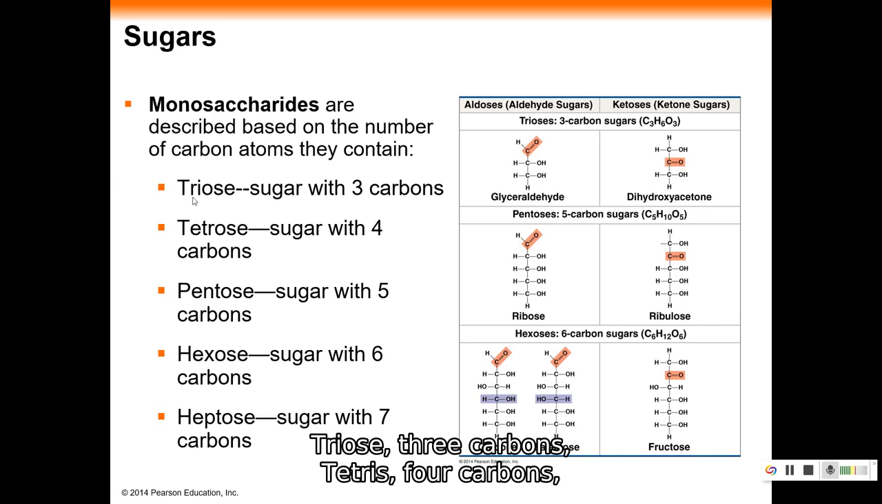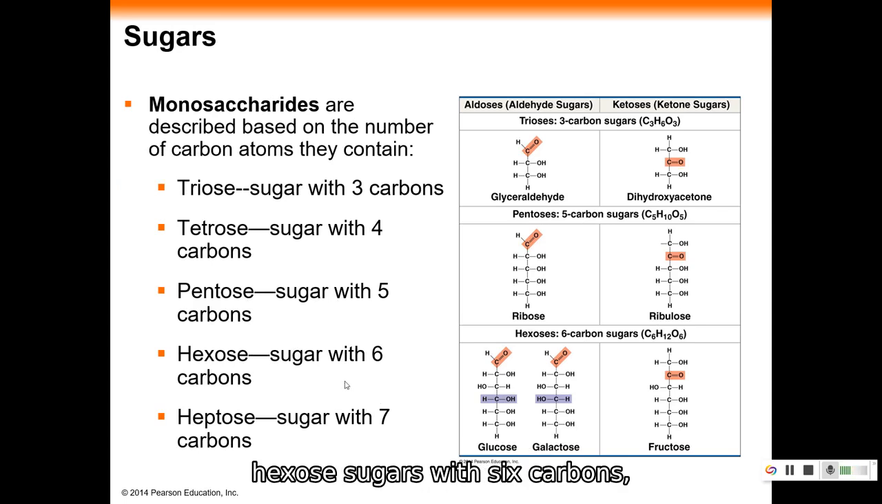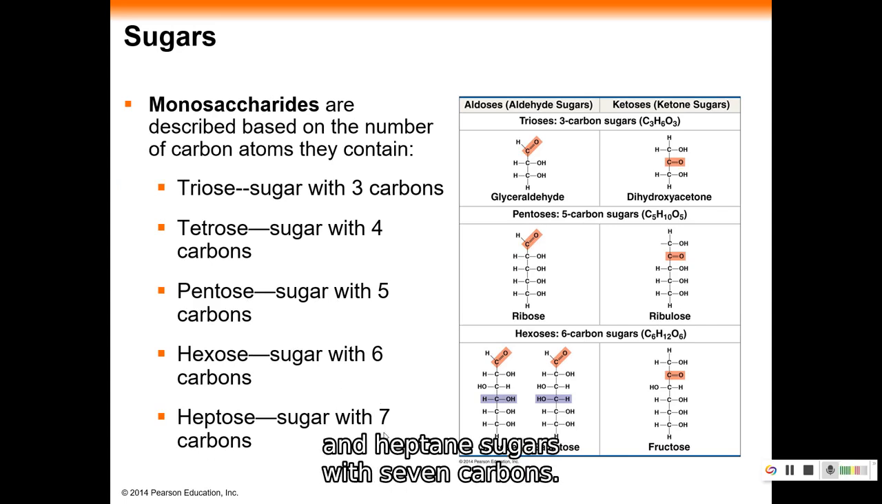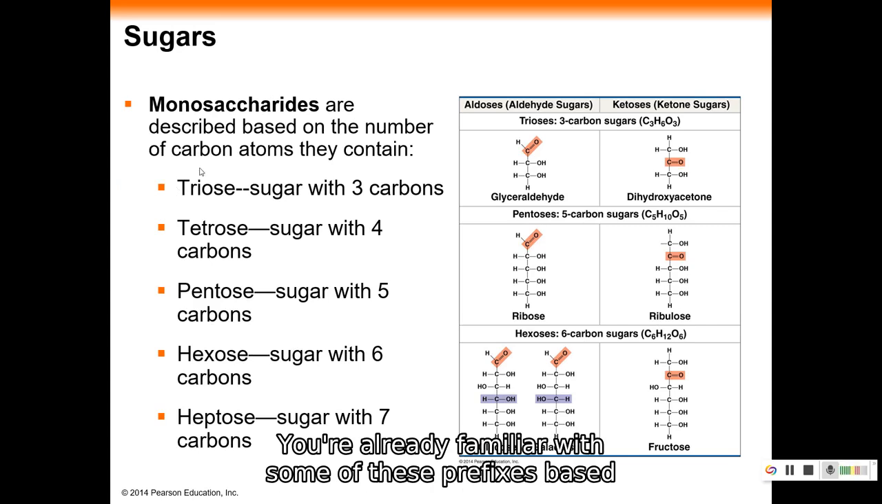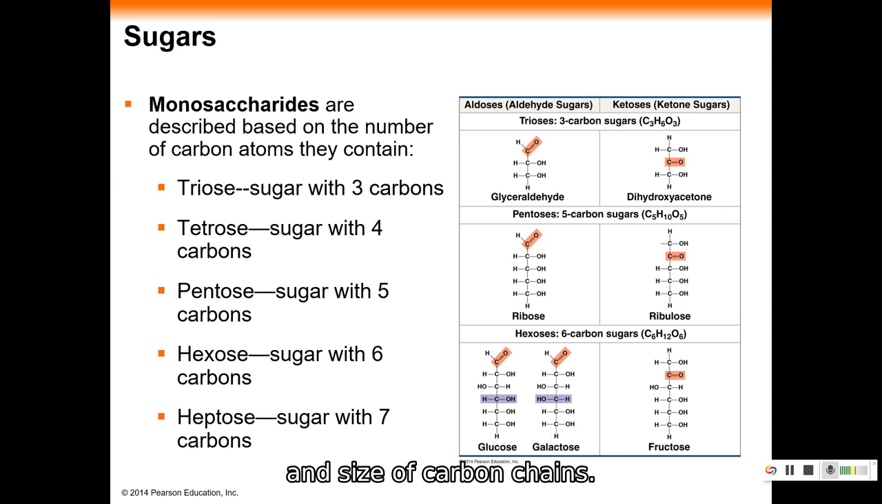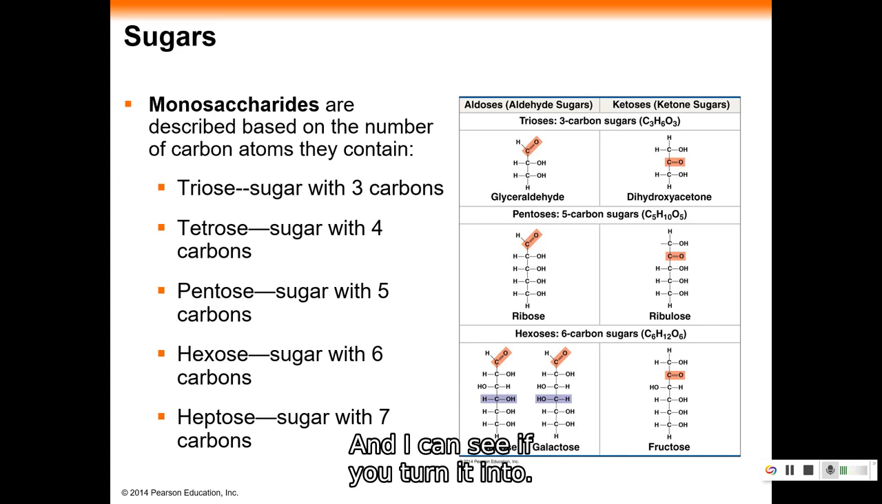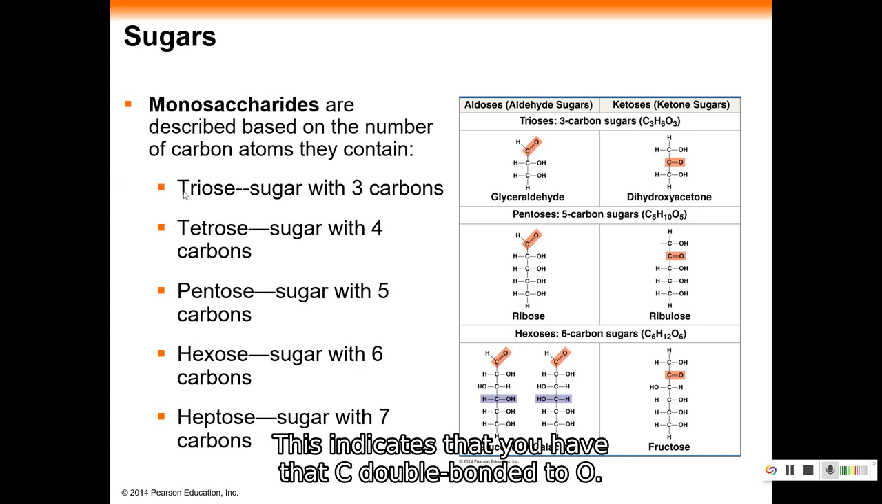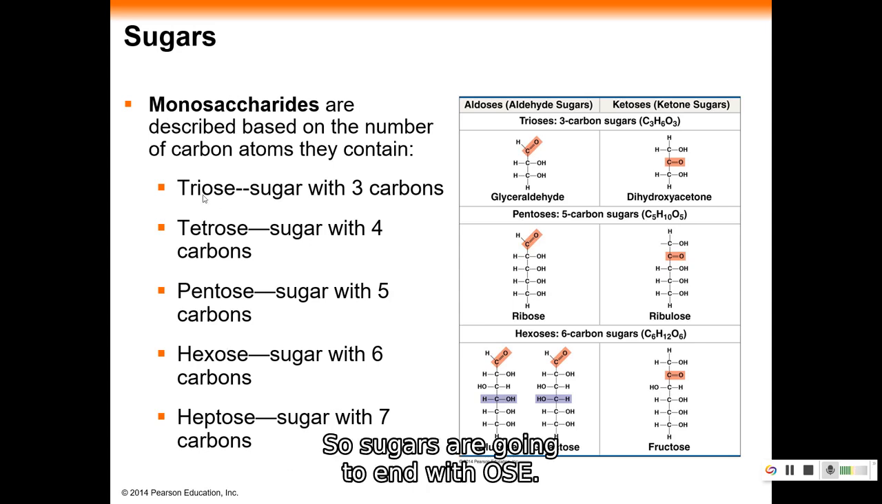So, here we go. Triose, 3 carbons. Tetrose, 4 carbons. Pentose, sugars with 5 carbons. Hexose, sugars with 6 carbons. And heptose, sugars with 7 carbons. You're already familiar with some of these prefixes based on when we talked about branching and size of carbon chains. And now you can see if you turn it into ose, this indicates that you have that C double bonded to O, you are dealing with sugars. So sugars are going to end with OSE, whatever sugar we're dealing with.